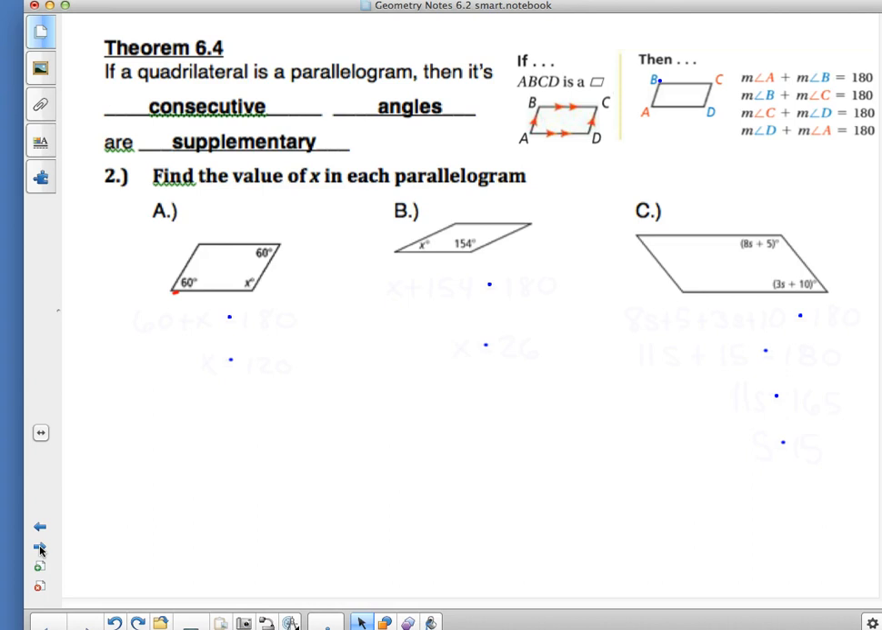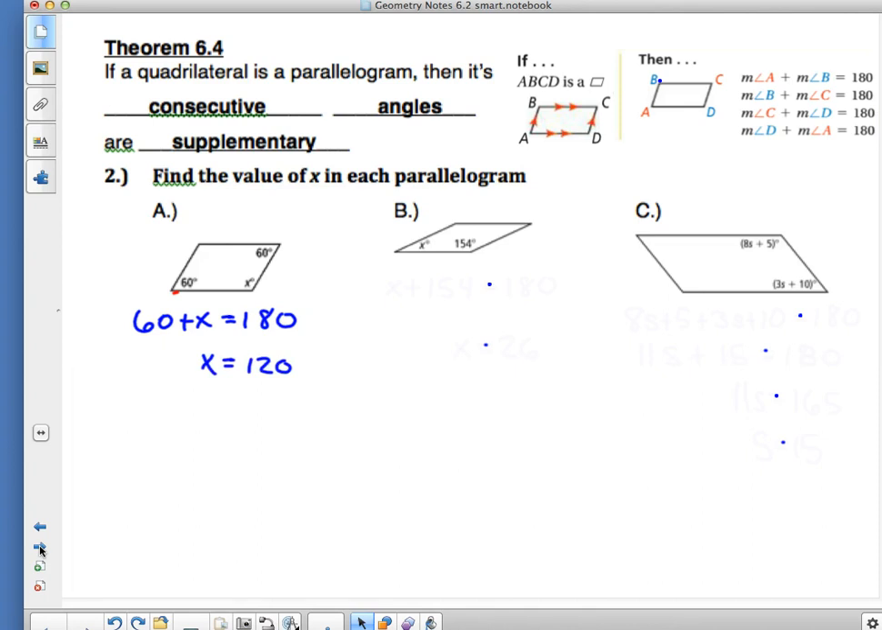Go ahead and answer. Don't be shy. 120. Oh, nice job. So here's the deal. I set this up: 60 plus X is equal to 180 to show how I'm thinking. Or you could have said X is equal to 180 minus 60. Either way, you're showing the grader what you're doing, and you show them your answer, because that's what we're here for. So we got the relationship, we got the answer, we get to move on.